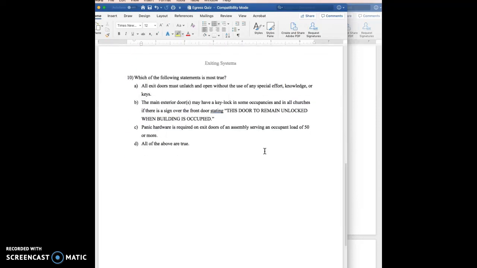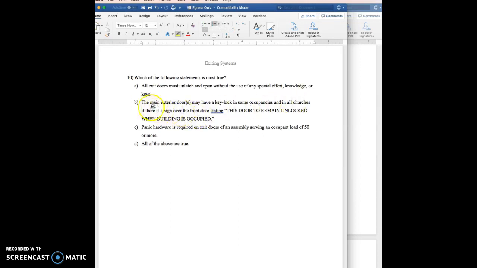The last one, which of the following statements is true? All exit doors must unlatch and open without the use of any special effort, knowledge, or keys. And we define that as single action effort. So every door has to be single action effort if it is a true exit. Now, your home, you are allowed to have as many deadbolts as you want. But in a business, no. It either has to be panic hardware or single action.